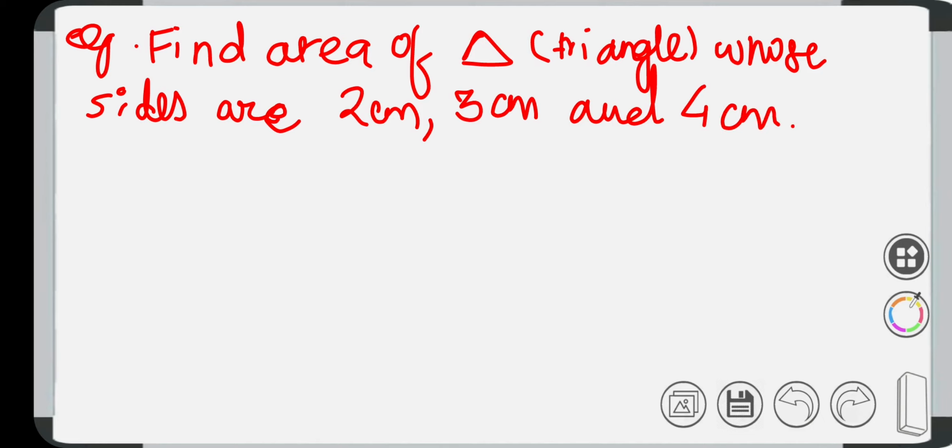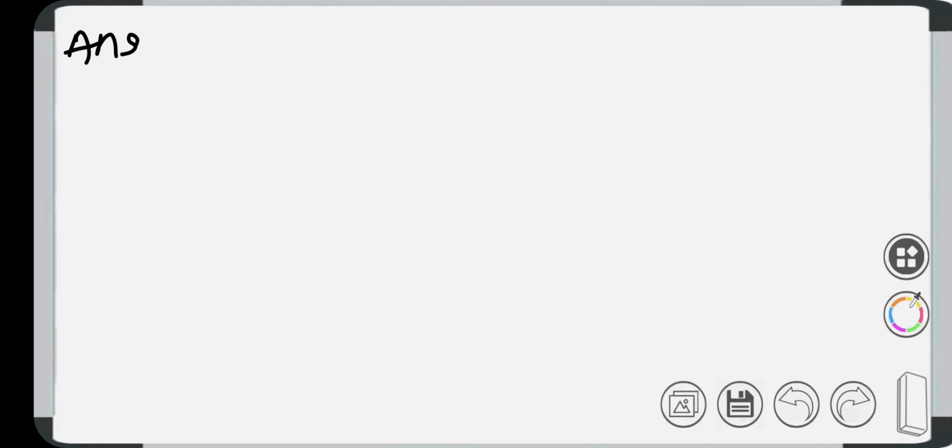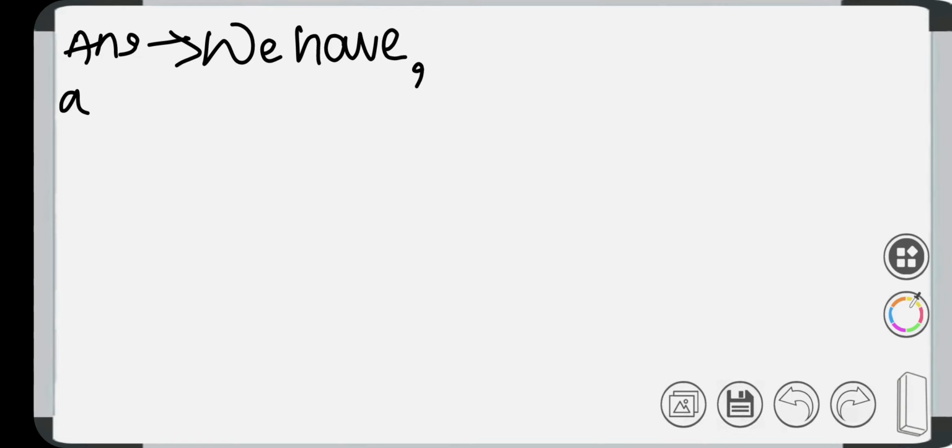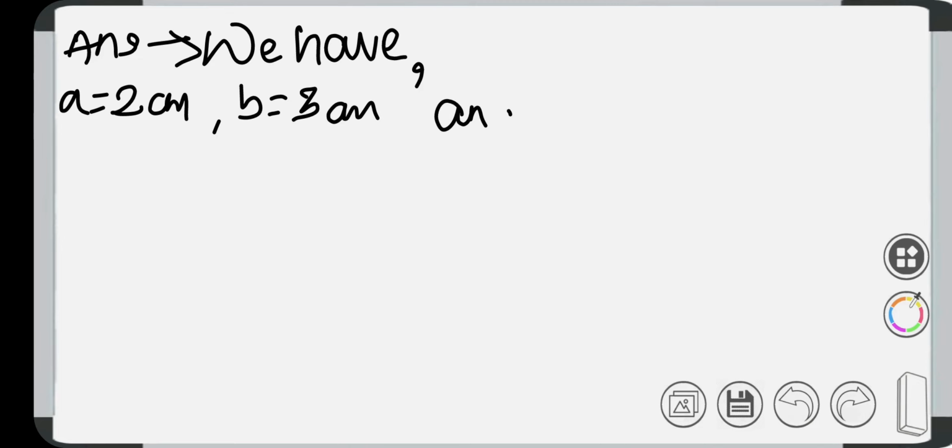When you find a question where 2 cm, 3 cm and 4 cm are given as the sides of the triangle, and we do not have the base and height of this triangle at all, we cannot apply the area as half into base into height. But if they are given, you can apply that formula. But here we have only the sides. So let's consider a as 2 cm, b as 3 cm and c as 4 cm.